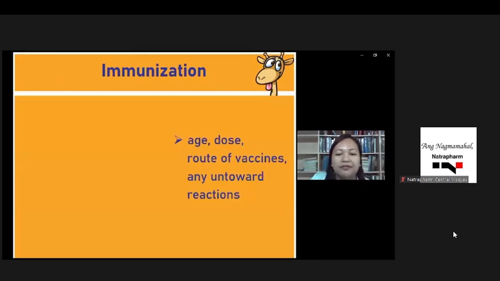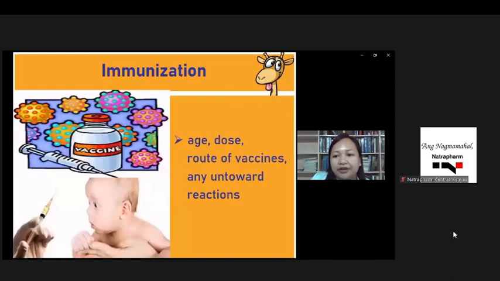So immunization history includes the type of immunizations received with the number, the dates, and the sites given. The reaction should also be recorded as part of the history. And we should determine missed opportunity or the need for booster immunization. However, topics about immunization will be further explained in succeeding lectures.